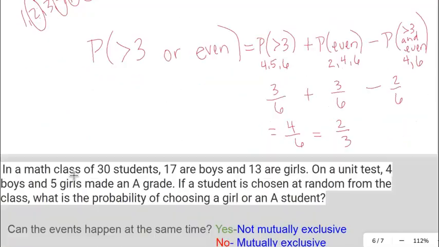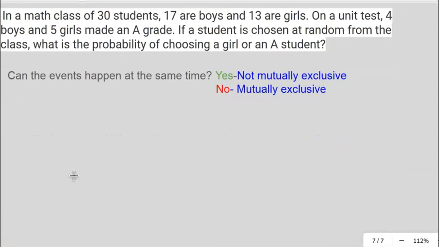Okay? All right, let's try one last problem. So we've got 30 students, that's my total. There are 17 boys and 13 girls. On a unit test, 4 boys get an A and 5 girls make an A. If a student is chosen at random, one student, we want what's the probability that we will pick a girl or an A student.